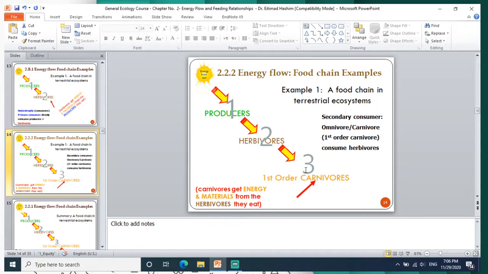It can be a carnivore because it eats animals, and it can be a first order carnivore because here, at this level, trophic level number 3, it can also eat both animals and plants. If it eats both animals and plants, then we call it an omnivore. So here the secondary consumers may be omnivores or carnivores. Carnivores get energy and material from the herbivores they eat, or from herbivores and carnivores. From here, or eat animals and plants.